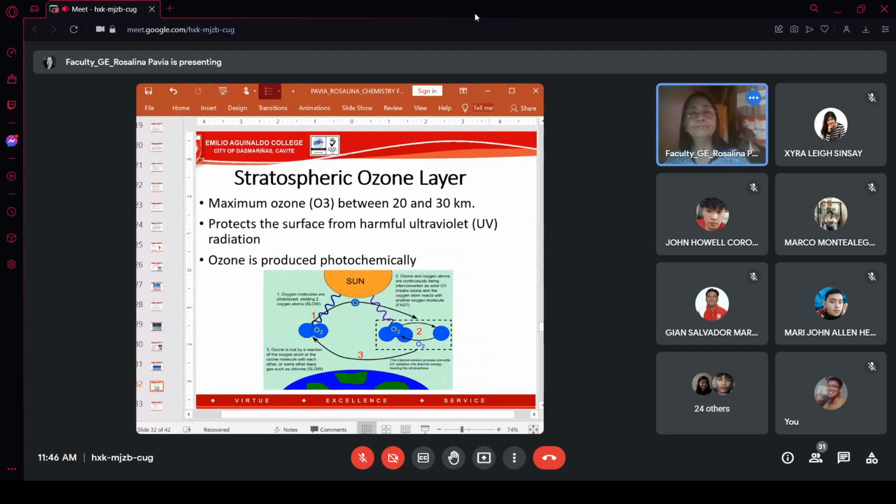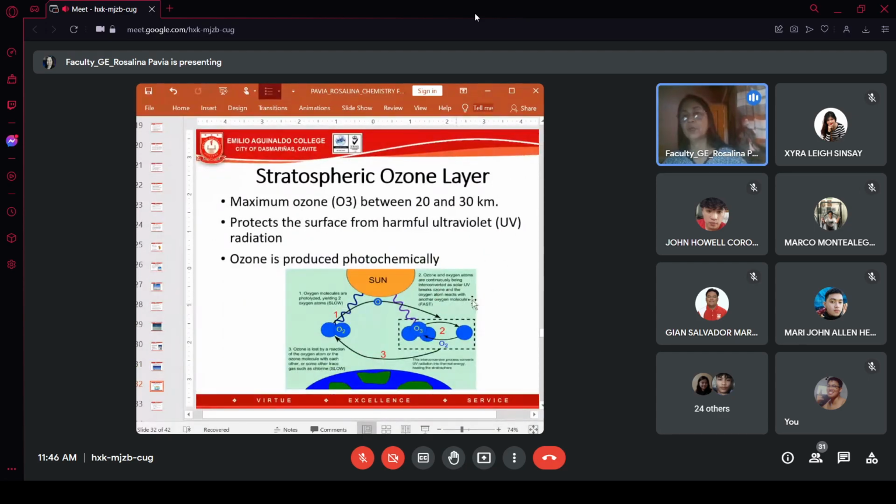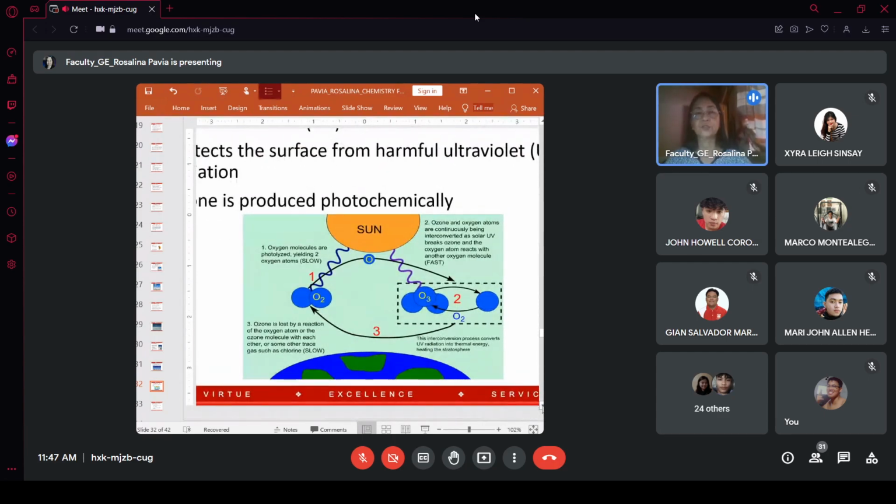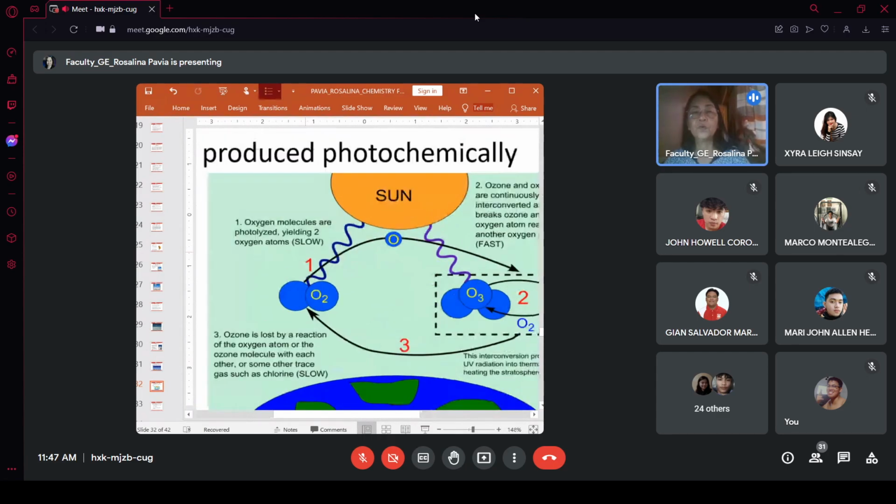Now, the stratospheric ozone layer, paano nagpo-form ng ozone? Which is very responsible in absorbing the UV rays of the sun. So again, the maximum ozone is between 20 and 30 kilometers above the surface of the Earth. Protects the surface from harmful ultraviolet or UV ray radiation. Now, ozone is actually produced photochemically. Anong ibig sabihin ng photochemically? What is photochemical reaction? Define natin mamaya. So, paano nagfo-form ng ozone?